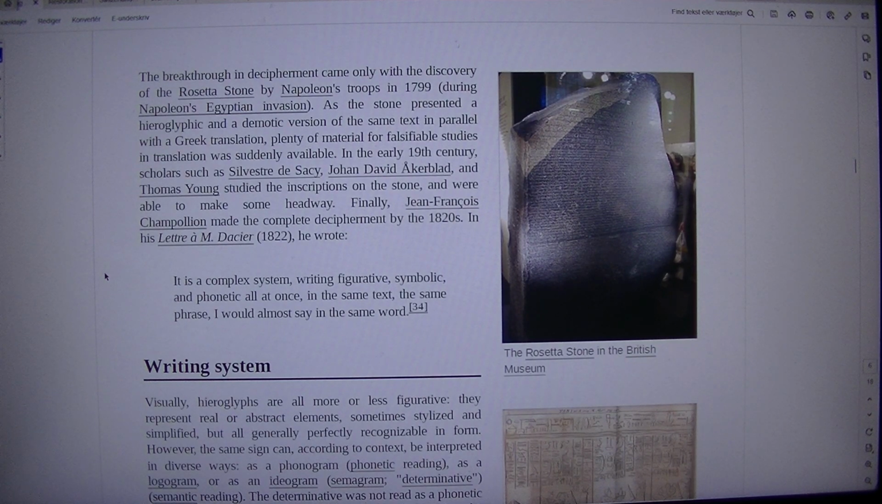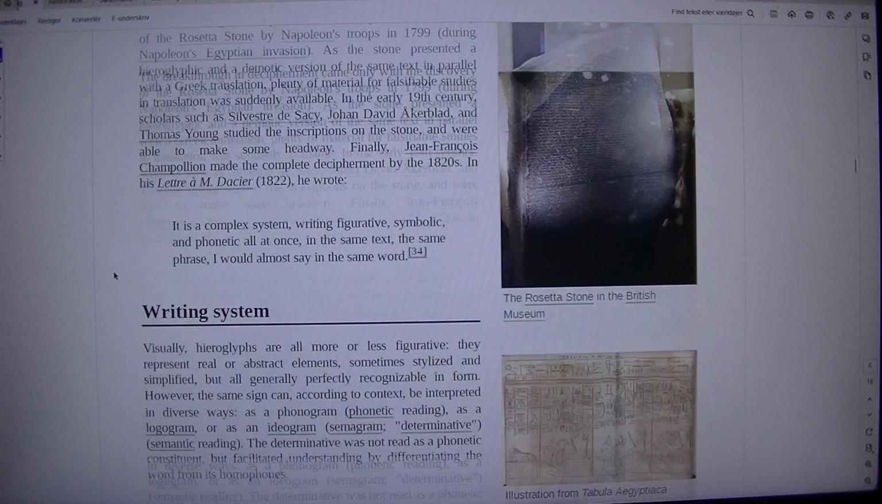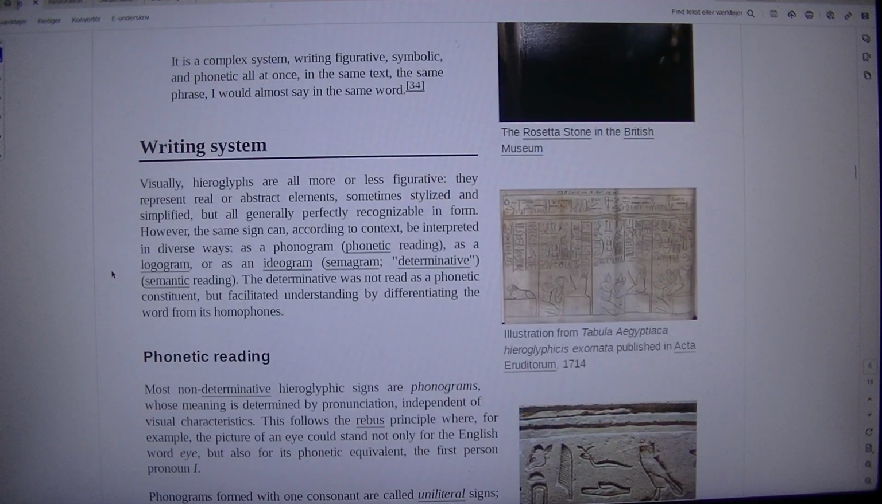In the early 19th century, scholars such as Silvestre de Sacy, Johan David Åkerblad, and Thomas Young studied the inscriptions on the stone, and were able to make some headway. Finally, Jean-François Champollion made the complete decipherment by the 1820s. In his Lettre à M. Dacier, 1822, he wrote, "It is a complex system, writing figurative, symbolic and phonetic all at once, in the same text, the same phrase, I would almost say in the same word."